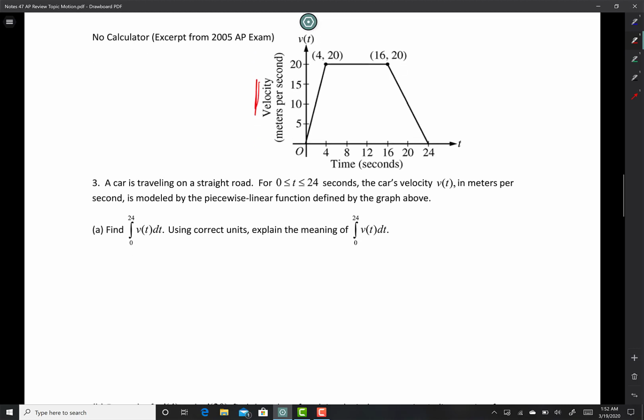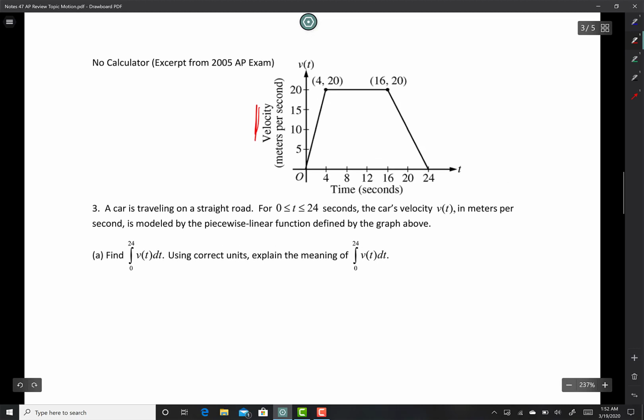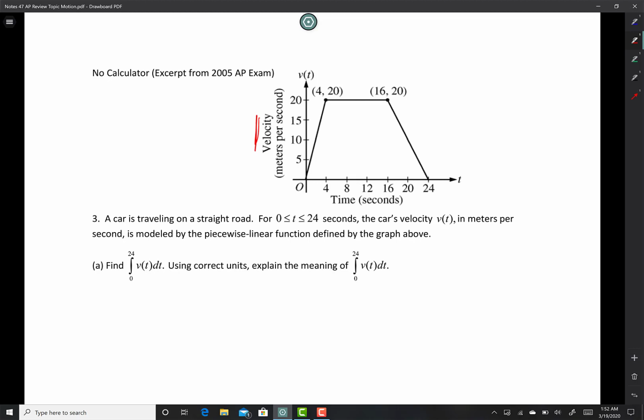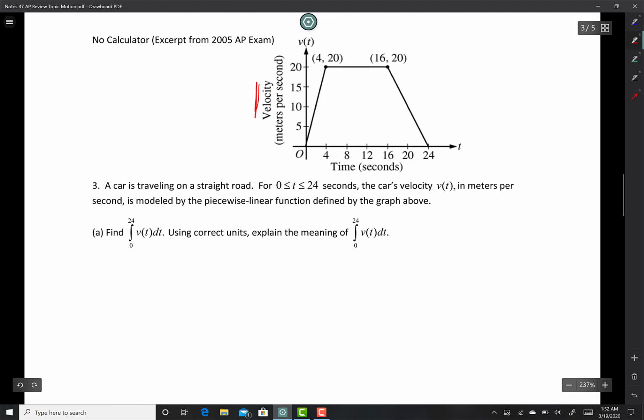It looks like a trapezoid. Find the integral from 0 to 24 of v of t dt using correct units. Explain the meaning of it. Okay, so let's do that. Like I said, this is a trapezoid, so I'm going to find the area. The integral from 0 to 24 of v of t dt is equal to the height times base 1 plus base 2. The difference between 16 and 4 is 12. So I'm going to write 12 plus 24, and then the height here is 20. All of that divided by 2.